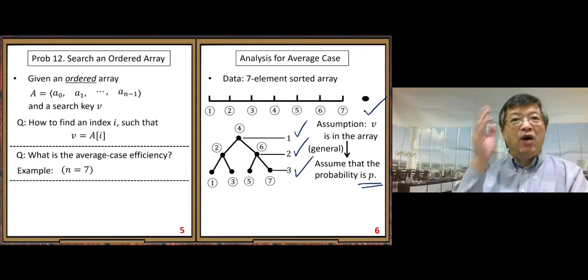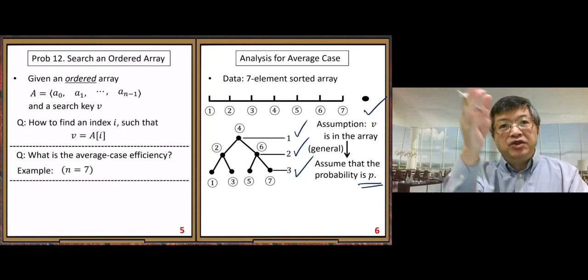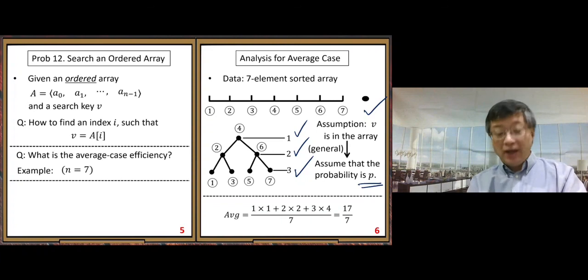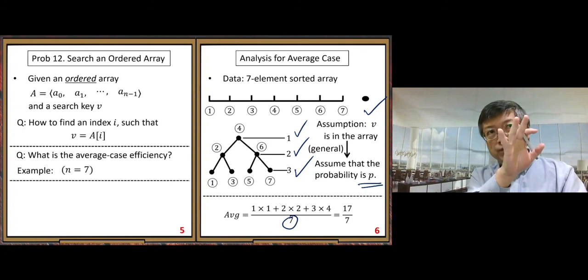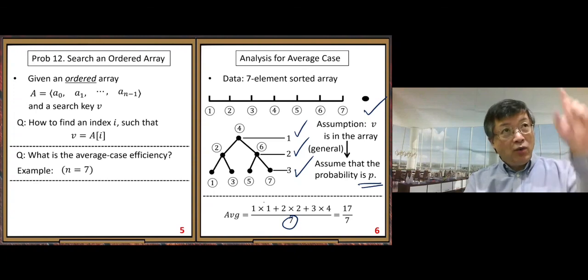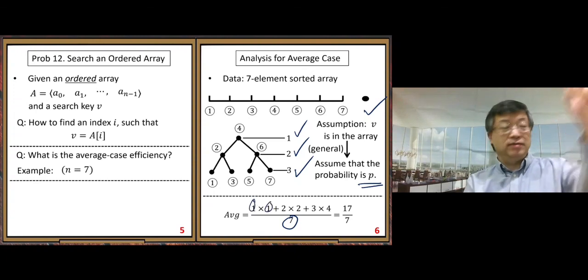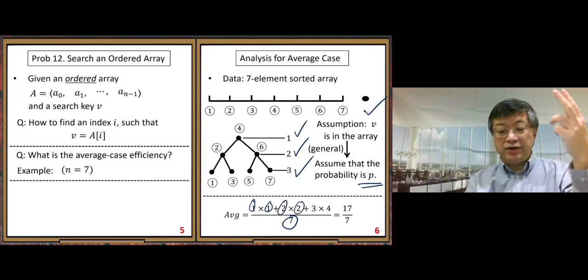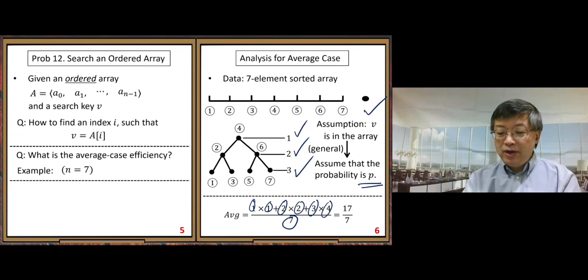All right, now we are ready to calculate the average case efficiency. Let me write the formula. Total cases 7, so we put 7 at the denominator. In the numerator, we put in all the cases. Level 1, 1 node, 1 comparison, 1 times 1. Level 2, 2 nodes, 2 comparisons, 2 times 2. Level 3, 4 nodes, 3 comparisons, 3 times 4. Adding up, you get 17 over 7.